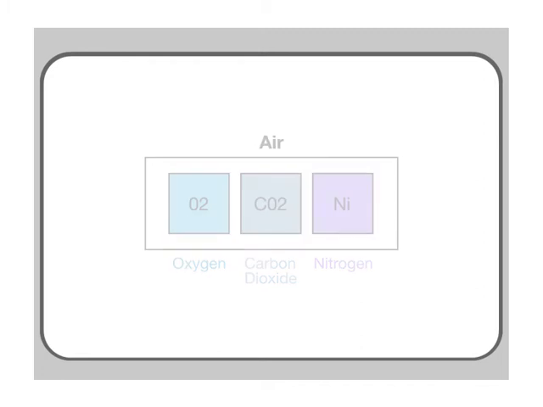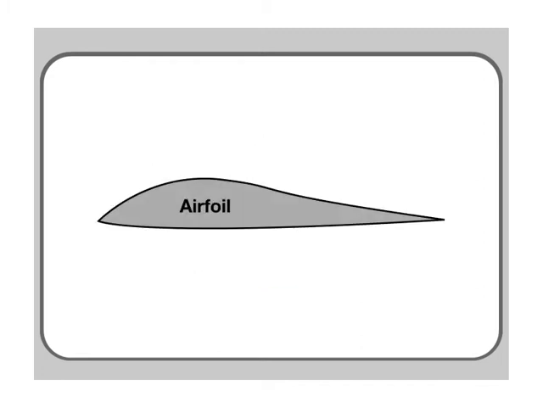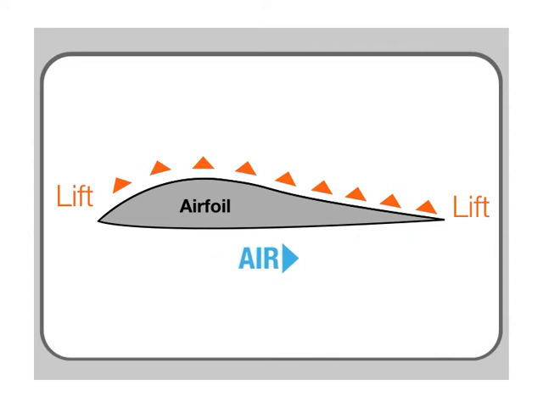Air has weight. Airplane wings are curved on the top, which makes air move faster over the top of the wing. The air moves slower underneath the wing. The air pushes up from below, while the faster air pushes down from the top. This forces the wings to lift up into the air.